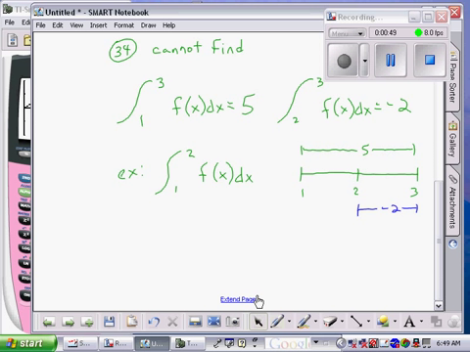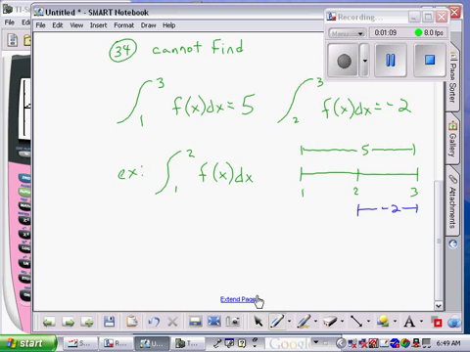Okay? So now if I want to know what the area is under the curve from 1 to 2, I know the whole thing is 5. I know that this piece is -2. Also, from the problem we did earlier, remember how we did the one A to B and B to C and we added them together and got the total?